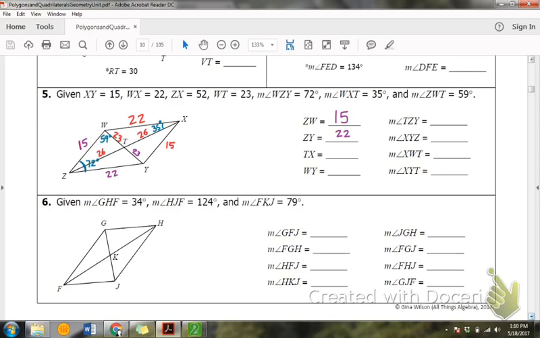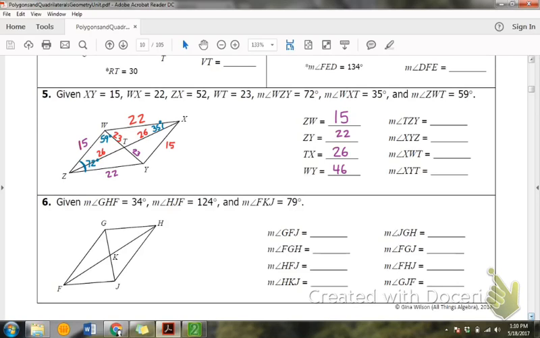T to X. Natasha, how much is TX? What did you say? How'd you get 26 there? Okay, so ZX was 52, so if we cut that in half, that's ZT and TX. So that would be 26. WY. Well, each of those things is 23, right? So how much would it be, Elvis? 46.